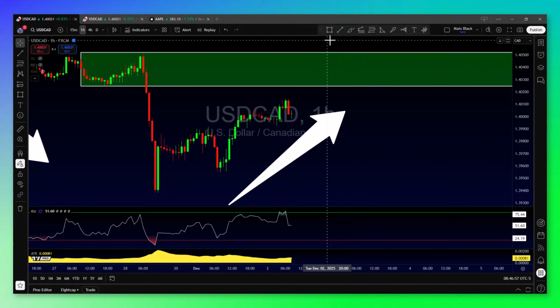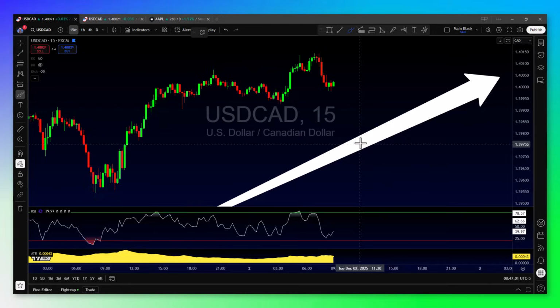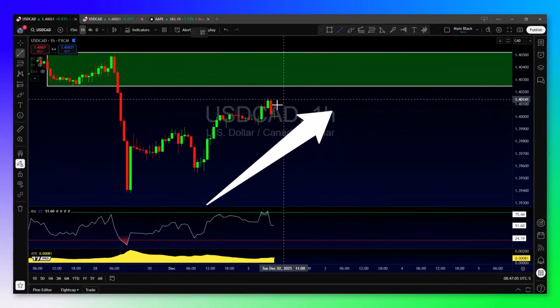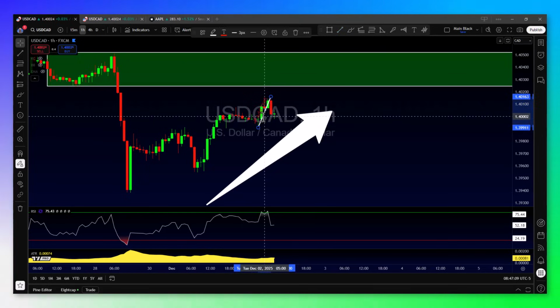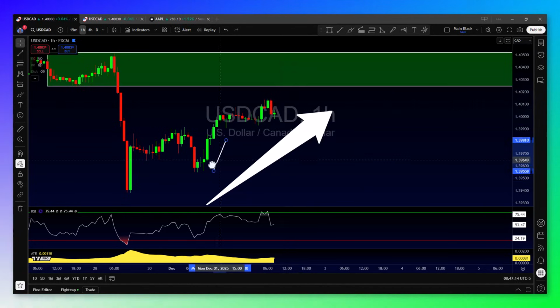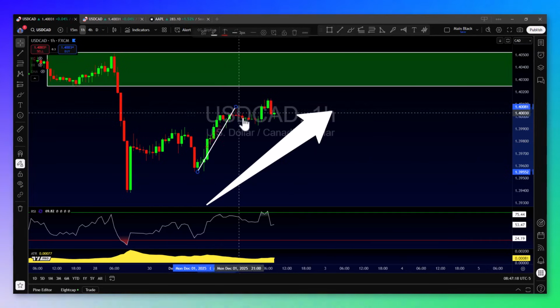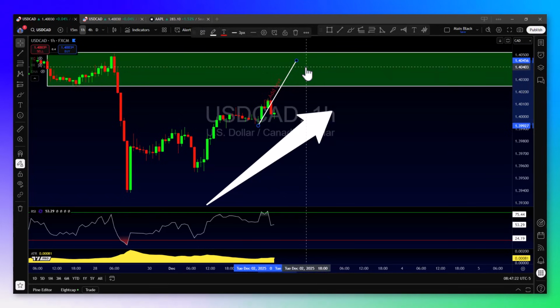Yep. Now we don't have the pullback yet. What I would want to see is a turnaround first, but I'd like to do an AB equals CD from this leg. So we don't have the pullback yet, but you can wait for a pullback and do a 1-to-1 measured move. You can do it from this swing as well. This retracement isn't super deep. You can do it from this swing as well and have an AB equals CD up there. Someone mentioned Fibonacci's. Yep, same thing.